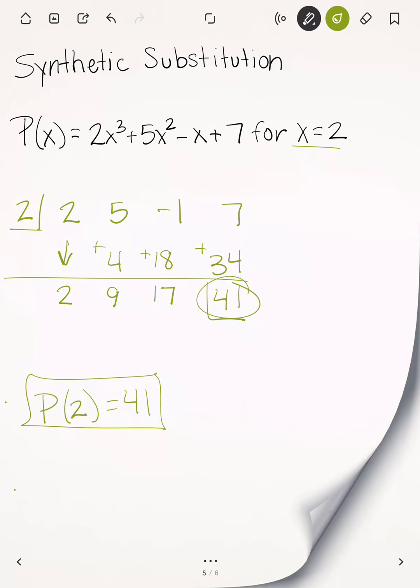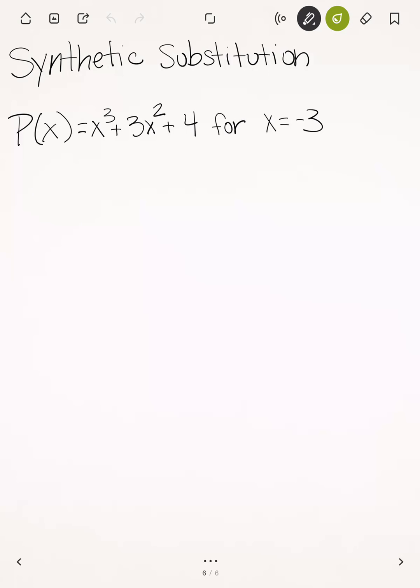So looking at, I have one more example. So now I have p of x equals x cubed plus 3x squared plus 4, and we want x to equal -3. Now if I look at p of x, I'm missing my x term. So I have x cubed plus 3x squared, and I'm missing that 0x term, plus 4, and we're still plugging in -3 for x. So I'm going to go ahead and plug -3 in my half box. My coefficients are 1, 3, 0, and 4.